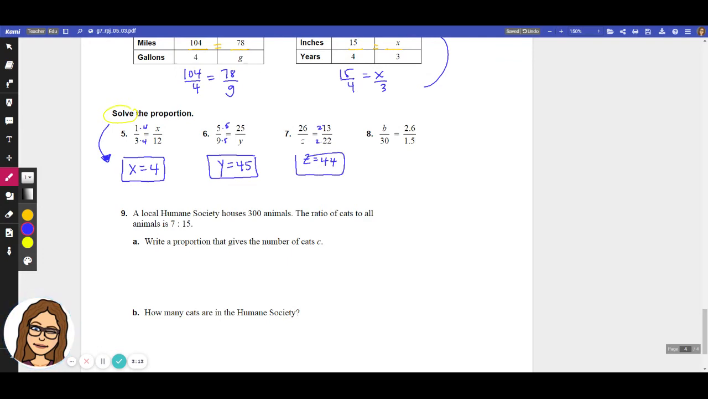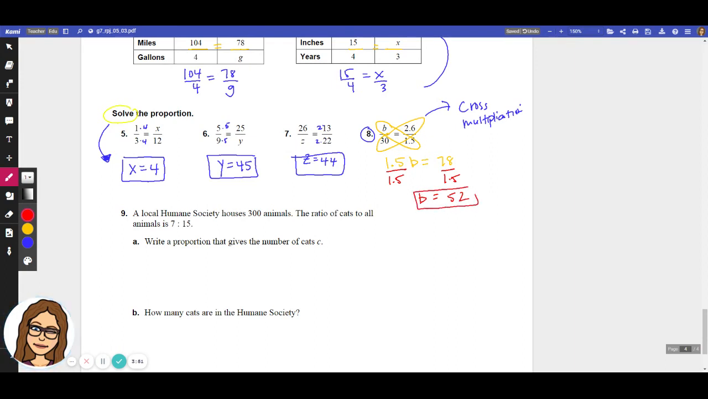Okay? Now this one I'm going to show you a little bit of where we're headed. This is using cross multiplication. Okay, and it's this idea of cross products being equal. So I can say that b times 1.5 is 1.5b, and then 30 times 2.6 is 78. And you can see now that I have a one-step equation. So I need to solve it. So I'm going to divide both sides by 1.5. So b is equal to 52.